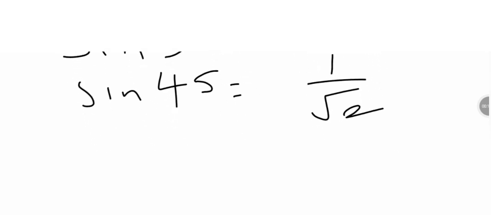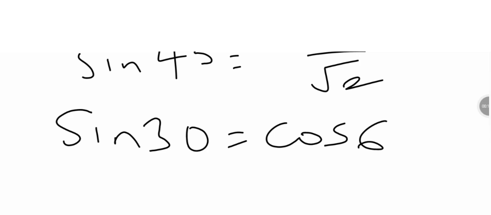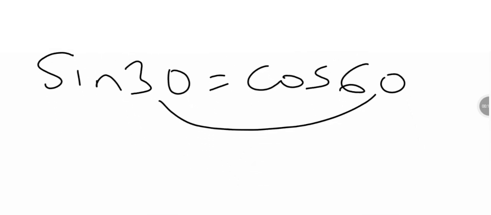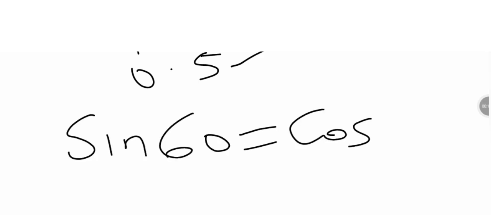Then there are some angles that are complementary. Take for example, sine 30 and cos 60. They have the same value because 30 plus 60 is 90. That means they are complementary. If 2 angles are complementary, that means if you add them together, you're going to get 90. So they have the same answer. Sine 30 is 0.5. Cos 60 is also 0.5. So both of them have the same answer. Another angle that will be complementary is sine 60 and cos 30. They have the same answer.